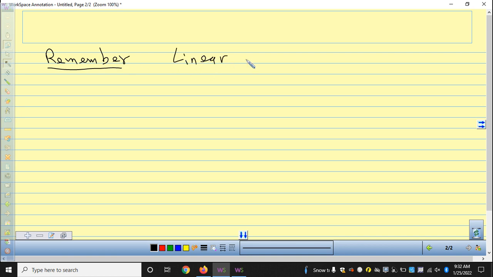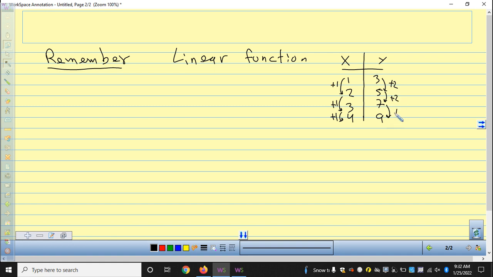If we had a table of values. So let's say I have an x and a y for my table of values. 1, 2, 3, 4. And the way we could tell if this was a linear function is we saw if we're adding a constant number to the x's and to the y's. So this is a plus 1, plus 1, plus 1, plus 2, plus 2, plus 2. And when we saw that, we said, okay, yes, this is a linear function.